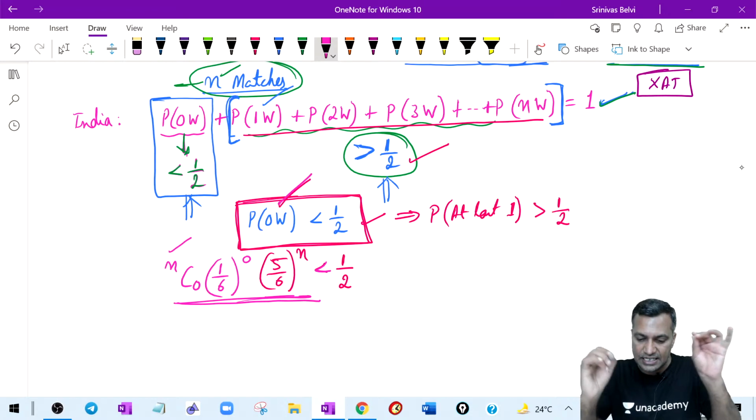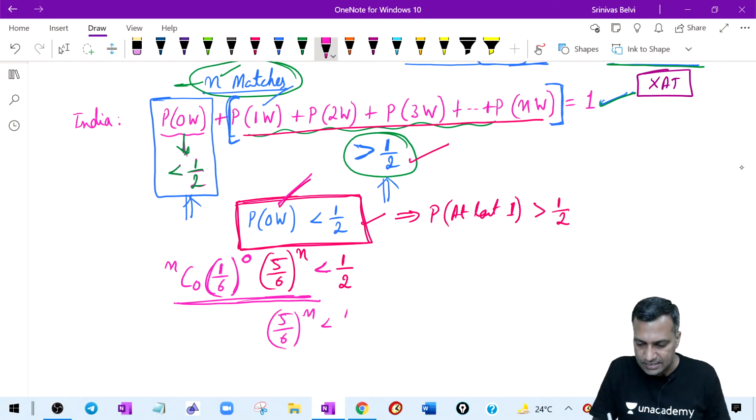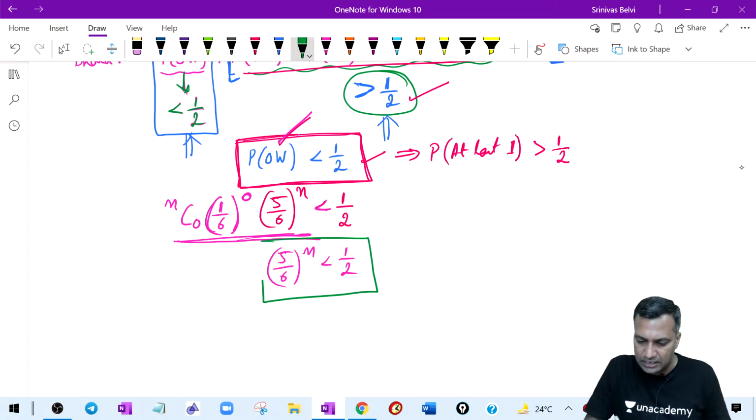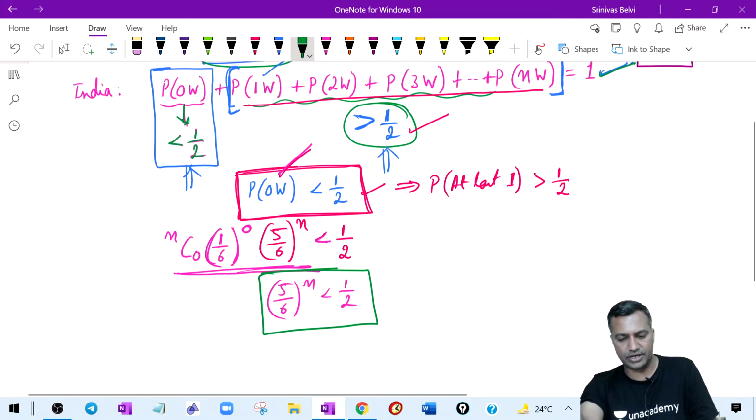nC0, which means India is winning 0 matches. And therefore, you will say that 1 by 6 is the winning rate, the probability of winning, raised to power 0, times 5 by 6 raised to power n. Therefore, you simply say that 5 by 6 raised to power n should be less than half. So keep plugging the values and determine the answer. Okay, so far are you clear? Did you get to this particular stage? 5 by 6 raised to power n is less than 1 by 2. Is this clear, everybody?